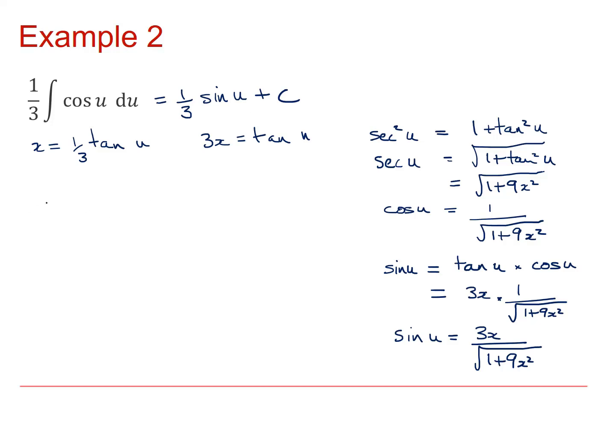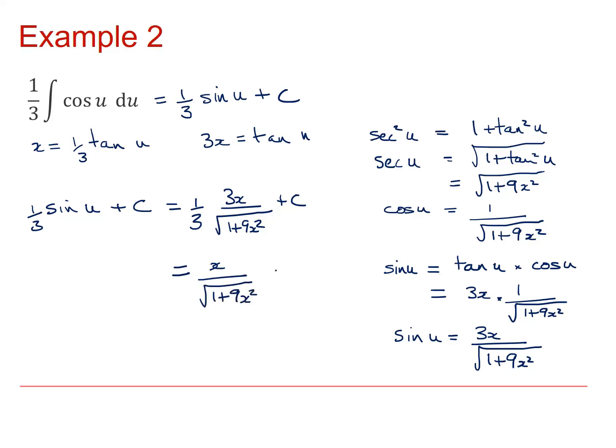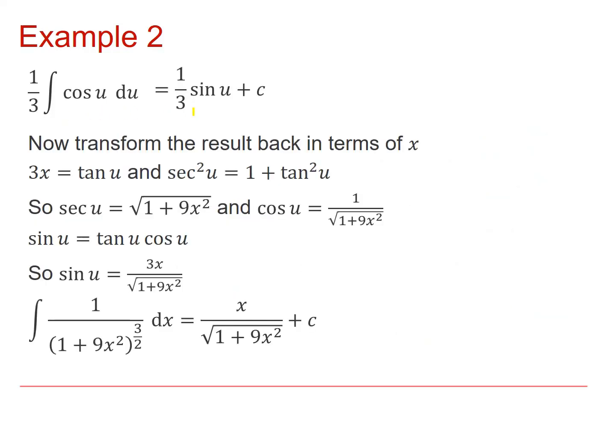I've now got that my integral, which came out at 1/3 sine u plus c, substitutes back to 1/3 of 3x over the square root of 1 plus 9x squared plus c. And so that just gives me x over root 1 plus 9x squared plus c. Okay, there's my working. There's the integral. As I said, that was the easy part. Here's the working through to work out what cos u and therefore what sine u is. And so we can get our final result.